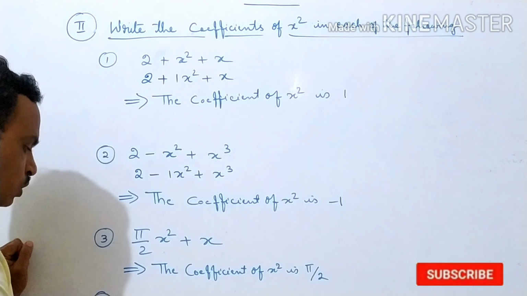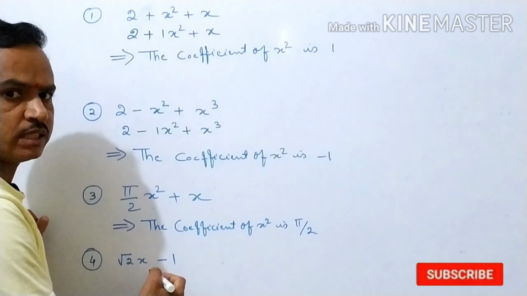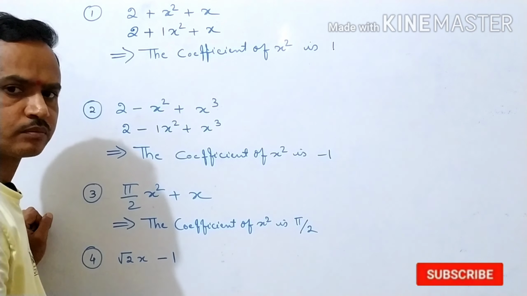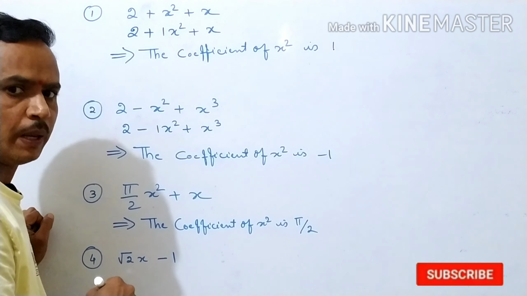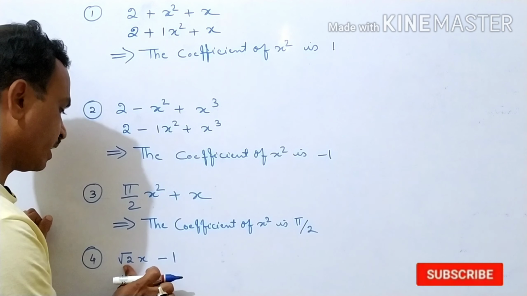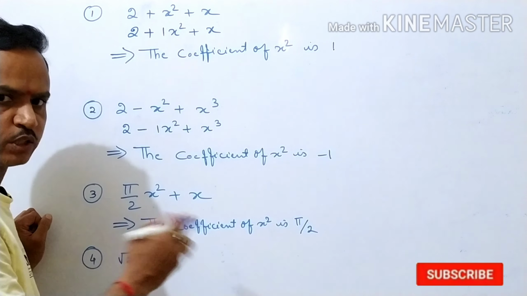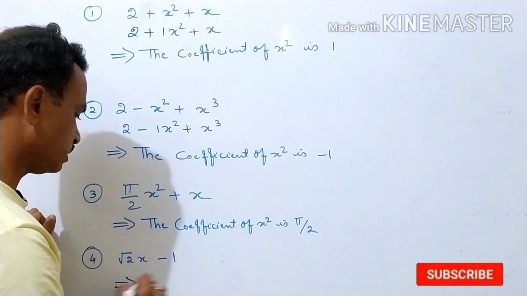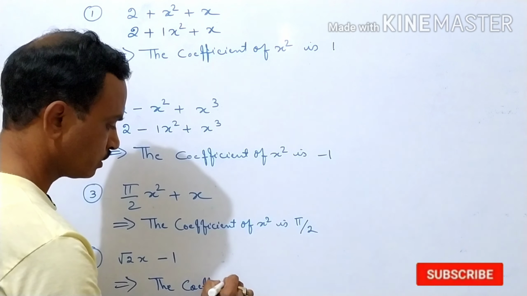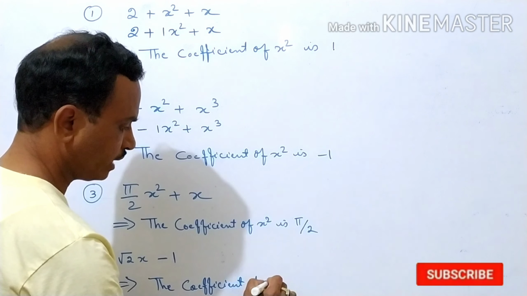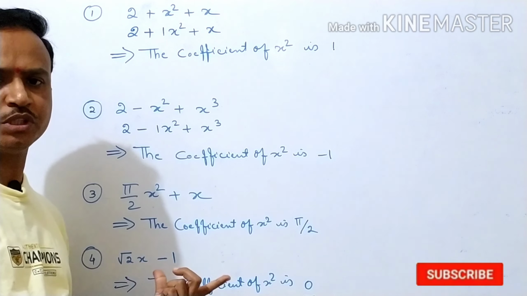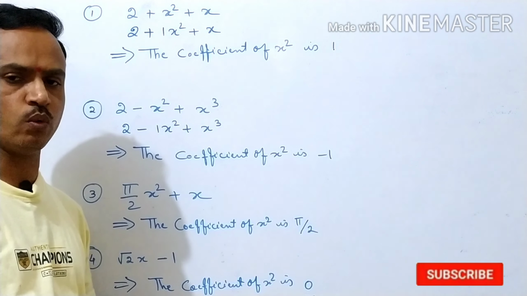Now in this fourth question you see, root 2x minus 1. So x square is not given here. That means what should we take here? We can write directly 0. X square is not given, so this implies the coefficient of x square is 0. Because x square is not given in the question, you can directly write it as 0.